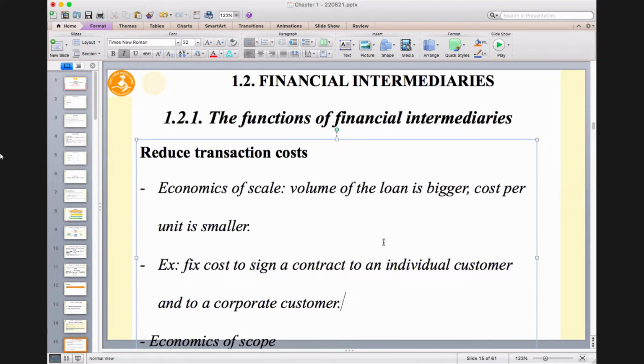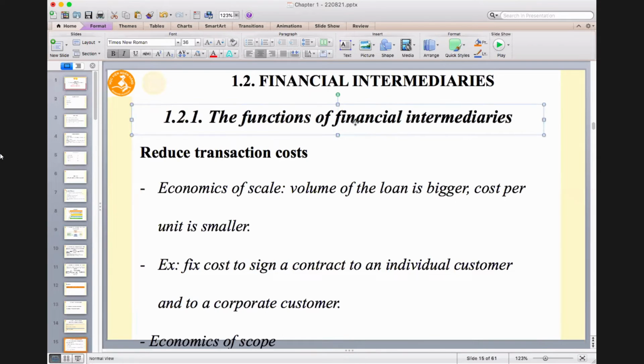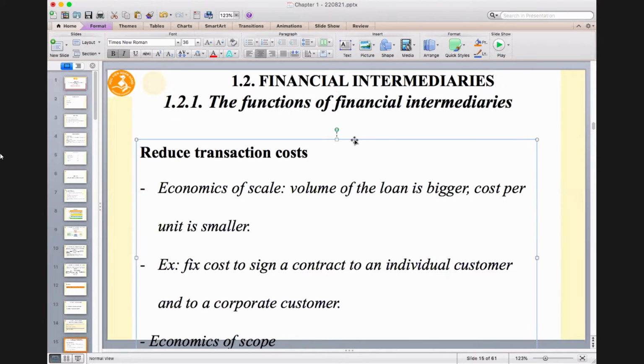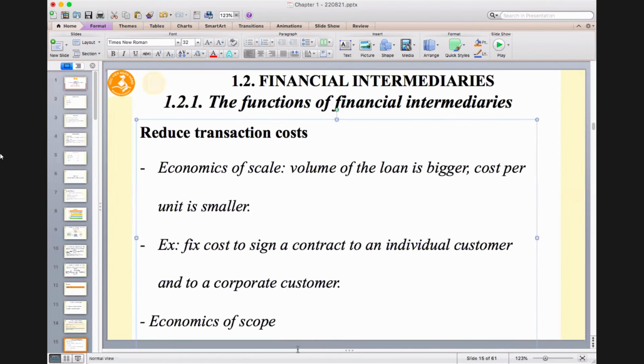So the cost per unit, the cost per loan of an individual customer is bigger, and the cost per unit of a corporate customer is smaller. So it means the economies of scale. And the second, the economies of scope.